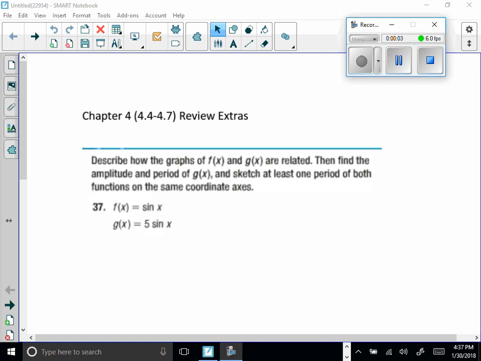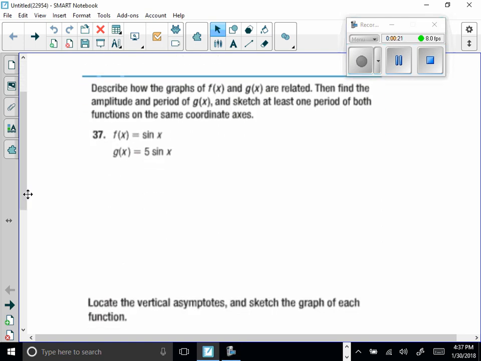Okay, you guys have a little review from lessons 4.4 to 4.7. So this is like our second half of chapter 4 review, and I've assigned you guys the evens, but I've selected a few of the odds that didn't have examples in the textbook, or at least in the review section of the textbook. So my first one is number 37, and this is from lesson 4.4.